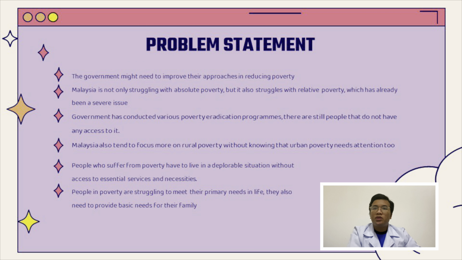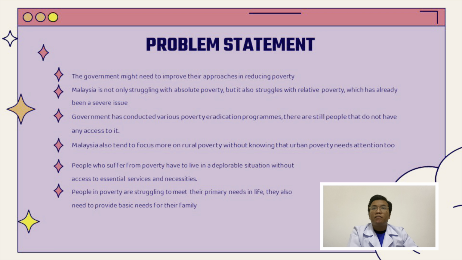Malaysia is expected to become a fully developed country by 2020. To achieve this ambition, the government needs to work hard to improve their approaches in reducing poverty. Malaysia not only struggles with absolute poverty, but also with relative poverty, which has already been a severe issue. Although the government has conducted various poverty eradication programs, there are still people who don't have access to them.